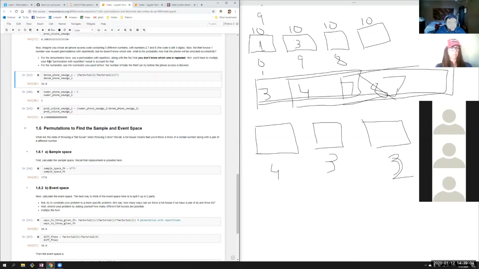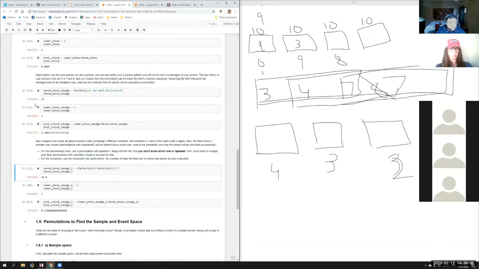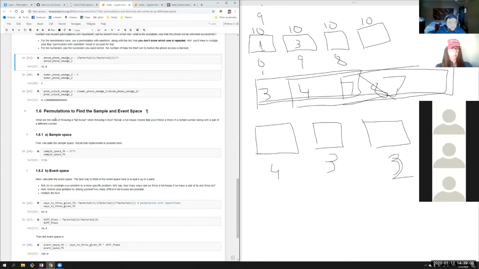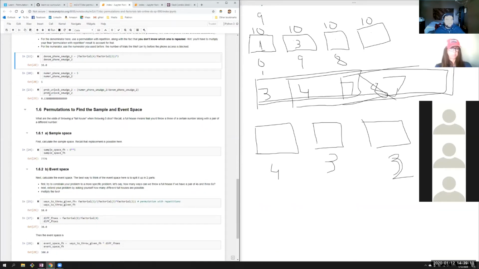And then the numerator is still 5. That's still going to be 5, because he still gets 5 tries. Yep, he still only gets 5 tries.